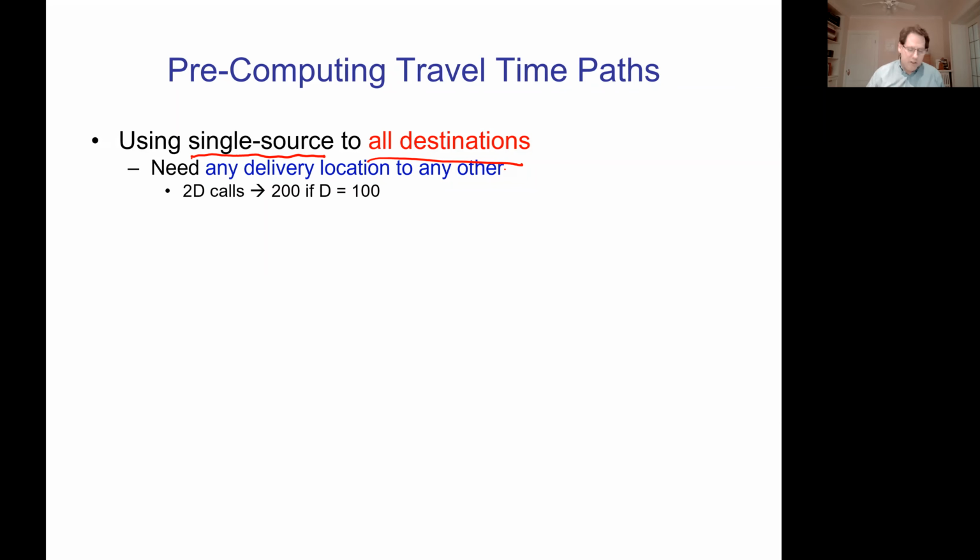Okay, so that means we are going to start this for every single delivery location. Now, we can't do this in one path search. If we have 100 delivery locations, we're going to call this 200 times, right? We're going to start from every interesting intersection, which would be 200 in this case.